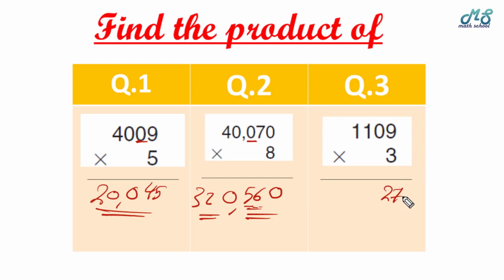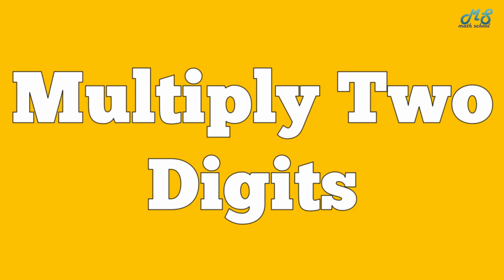3 times 9 equals 27. Write all 27. Why, mister? Because the next digit is 0. 3 times 1 equals 3. 3 times 1 equals 3. Now the product is 3,327. Next, multiply 2 digits.